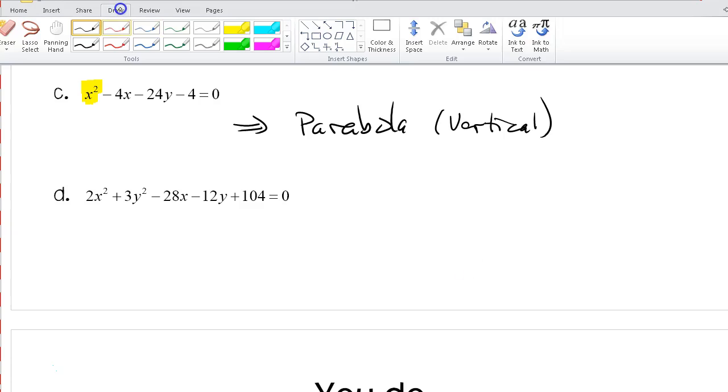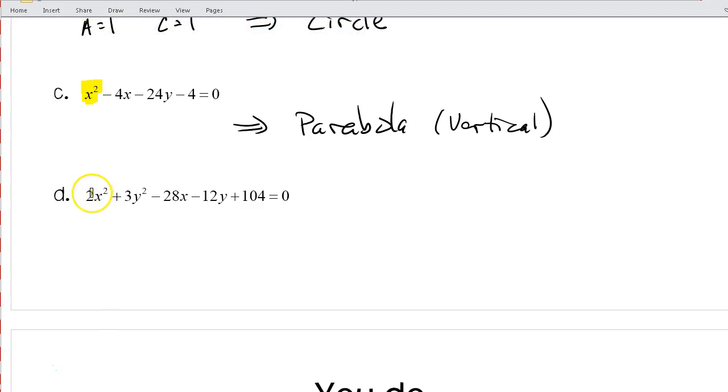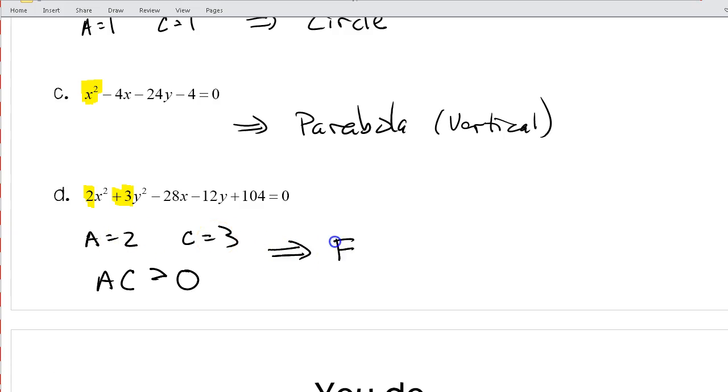And then for part D, again we're looking for A and C, so I'm looking at the coefficient of x squared and the coefficient of y squared. Notice that they're positive. So A is equal to 2 and C is equal to 3, and A times C is going to be greater than 0. They're both positive, which means that we're going to have an ellipse.